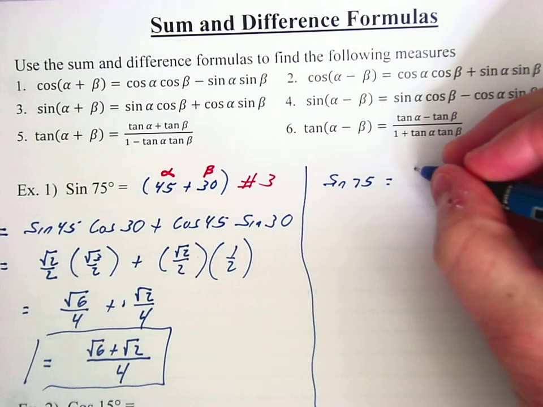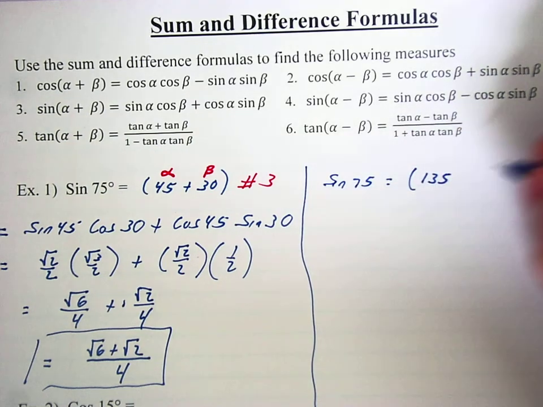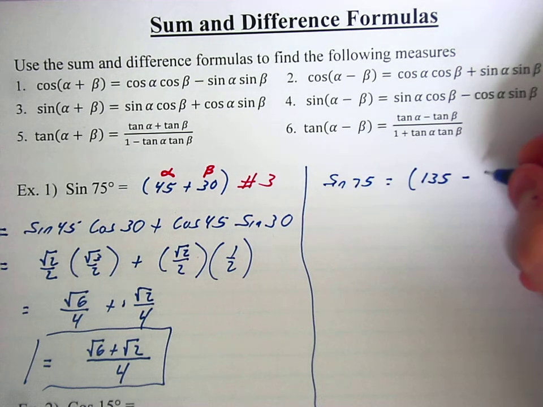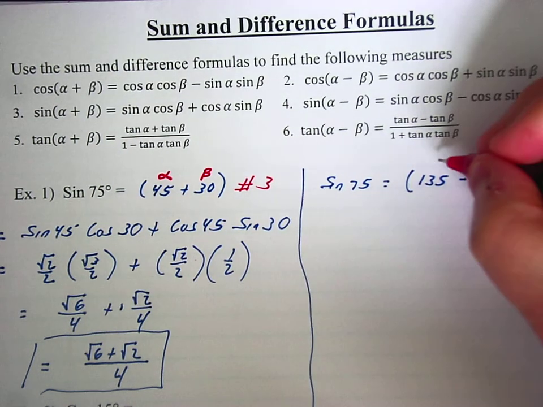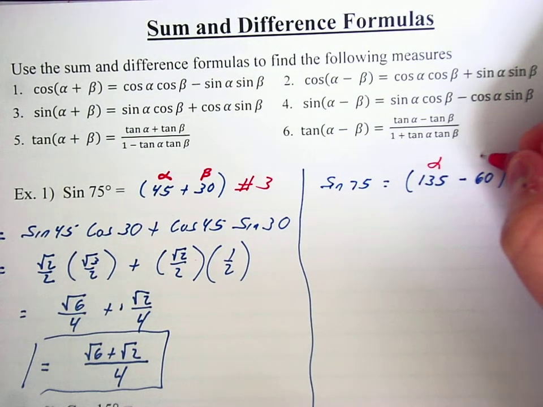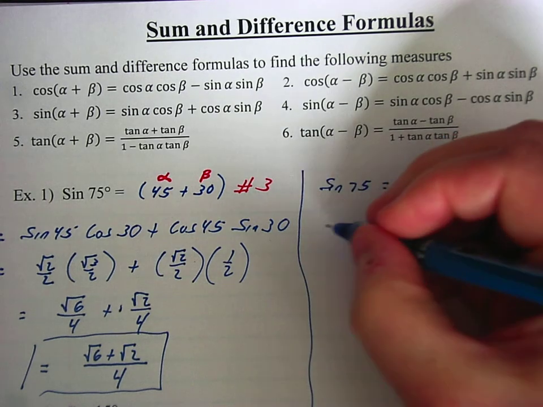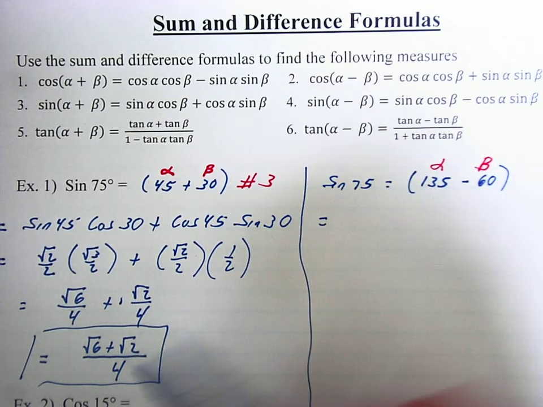And I'm going to do 135 minus, what's that going to be, 60? Yeah, we'll do 135 minus 60. So now I'm going to be using subtraction. This is alpha. This is beta. Same thing. All right. So plug everything into the formula just like you did before. Now, it's the same problem, so we better get the same exact answer, which we will.